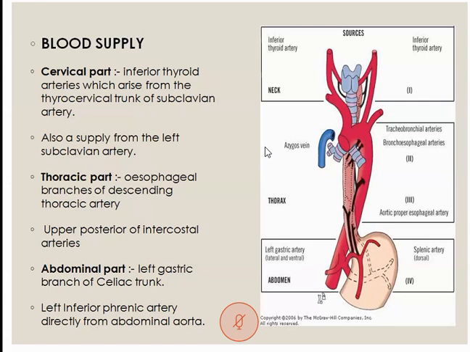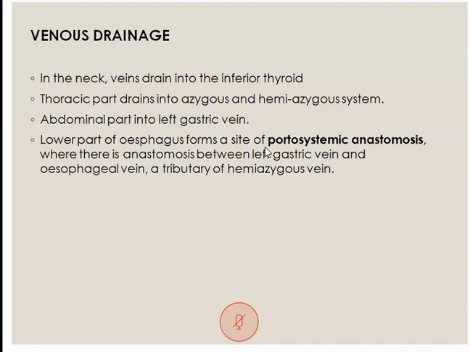Cervical part, inferior thyroid artery, may arise directly from the subclavian on the left side, or from the thyrocervical trunk, which is a branch of the subclavian artery, on the right side. Thoracic part, oesophageal branches of the descending thoracic aorta, and upper posterior intercostal arteries also contribute partly for the thoracic part of the oesophagus. Coming to the abdominal part, the left gastric branch of the celiac trunk, and the left inferior phrenic artery, arising directly from the abdominal aorta, supply the abdominal part of the oesophagus.